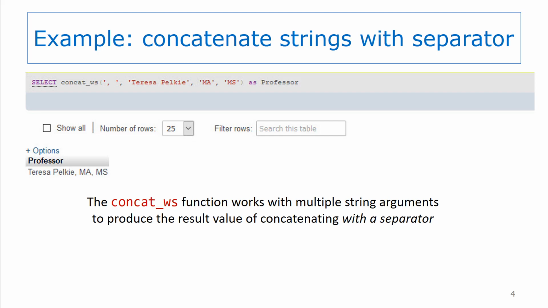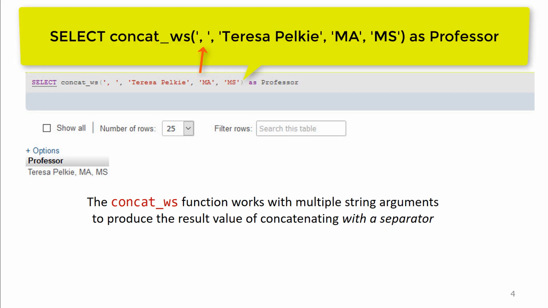For example, you might want to create a result set in a comma-separated variable or CSV format. This example shows how to use the CONCAT_WS function. Notice that the first argument is the string value that will be used as the separator. In the example, the separator is a comma followed by a blank space. So the rule is you can have 0 or more characters as the separator value that is to be put between each of the concatenated values.